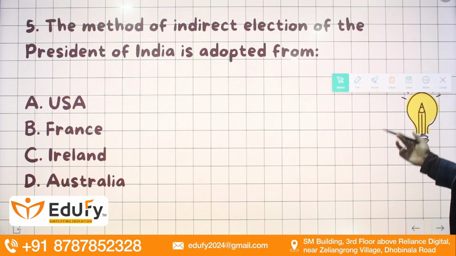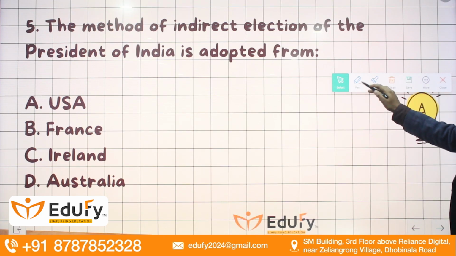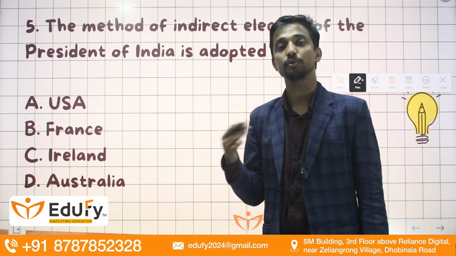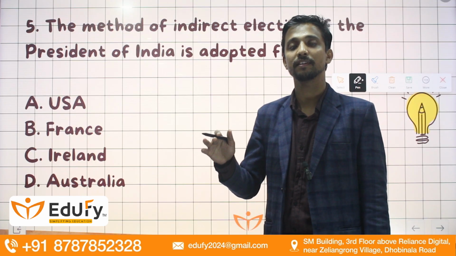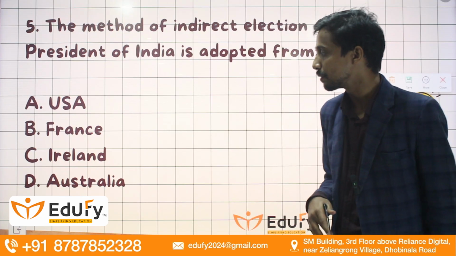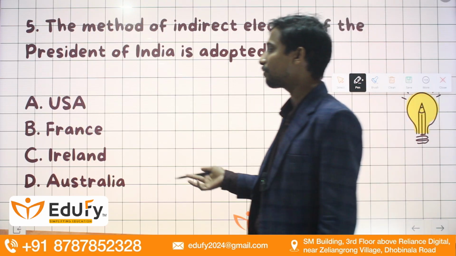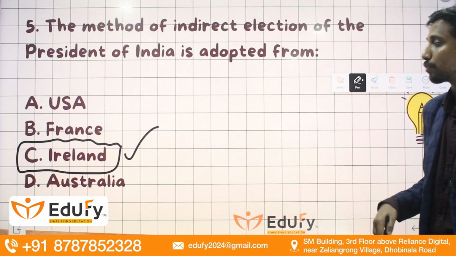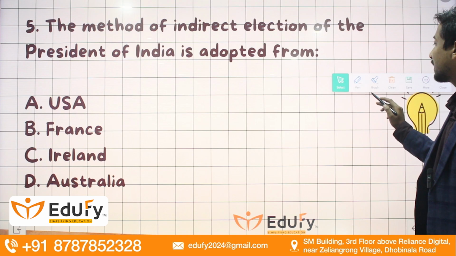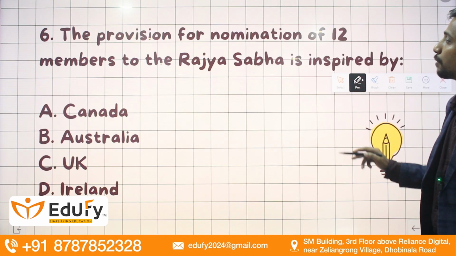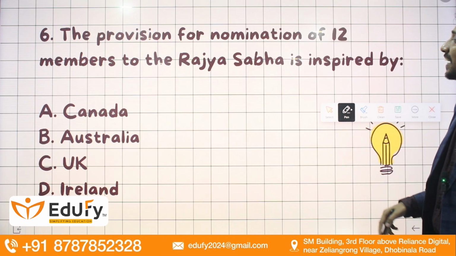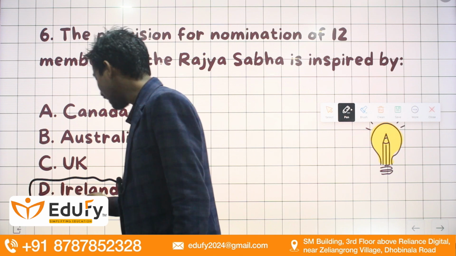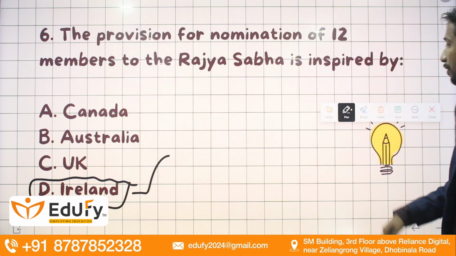Moving towards the next question, guys. The method of indirect election of the President of India is adopted from? We all know that the President is not elected directly, but through an indirect election by a proportional representation and single transferable voting system. This method of indirect election we have taken from the Constitution of Ireland. Moving towards the next question, guys, we have: the provision of nomination of 12 members in the Rajya Sabha has been inspired from. Again, guys, this provision we have taken from Ireland or the Irish Constitution.